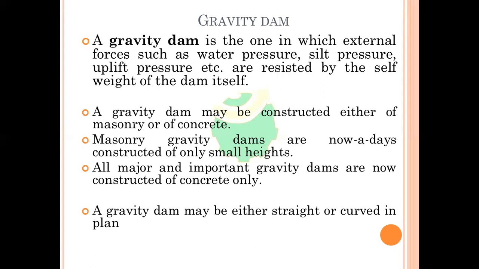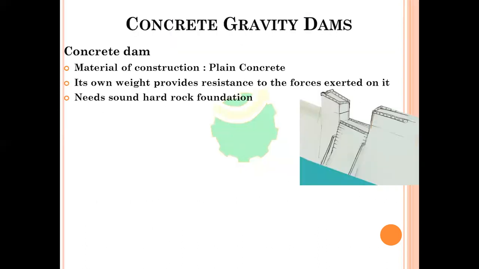A gravity dam may be constructed either of masonry or of concrete. Masonry gravity dams are nowadays constructed only for small heights. All major and important gravity dams are constructed with concrete only, because concrete is a stable structure. A gravity dam may be either straight or curved in plan.